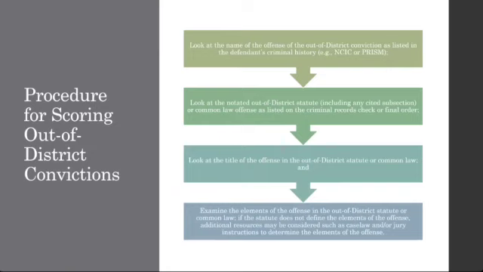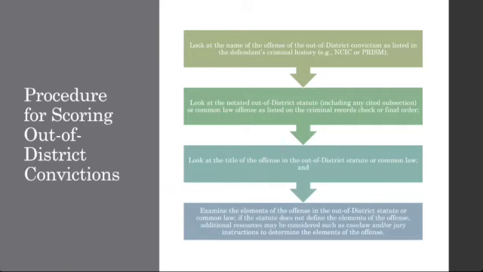All right, so what is this procedure? The first step is really just looking at the name of the offense of the out-of-district conviction on the criminal history sheet, so the NCIC, the PRISM. It can give a wealth of information, whether it was an attempt, what drug was potentially listed, the theft amount. So oftentimes there really can be additional information to try to determine what the offense is.